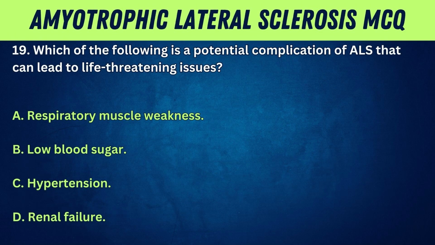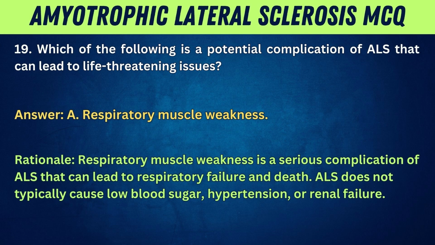19. Which of the following is a potential complication of ALS that can lead to life-threatening issues? A. Respiratory muscle weakness. B. Low blood sugar. C. Hypertension. D. Renal failure. Answer: A.